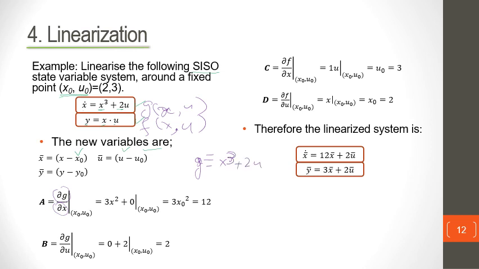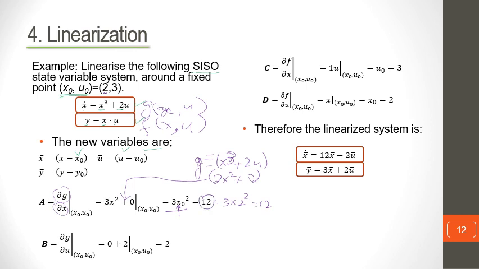If we take the derivative of this with respect to x, the derivative of the second term becomes 0, and this becomes 3x squared. Now we evaluate that at the point x0, u0, and because x0 is equal to 2, this becomes 3 times 2 squared, which is equal to 12. So that's how you get 12 here.